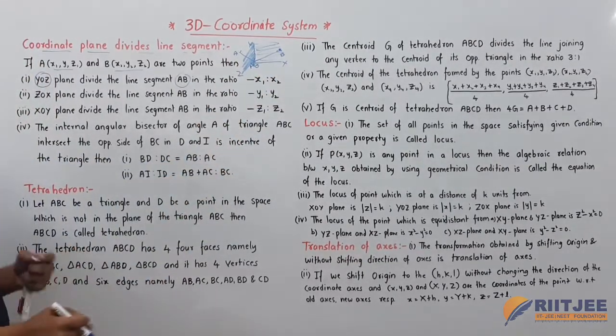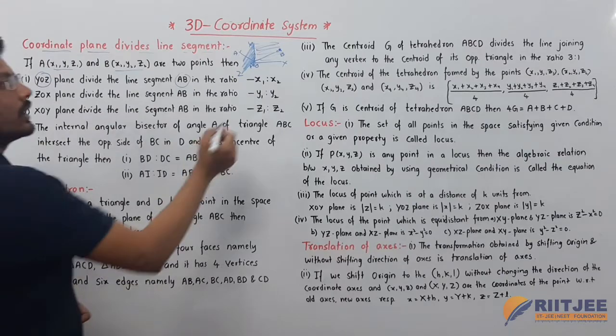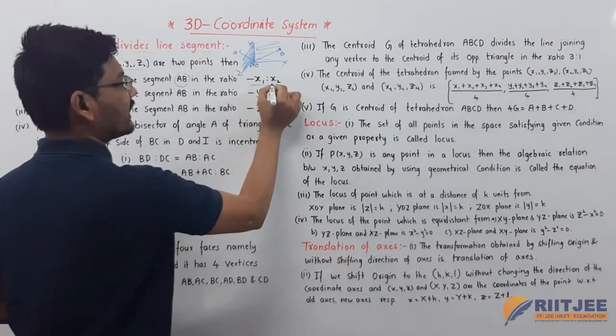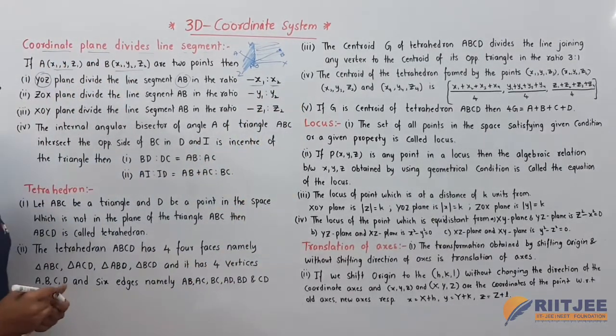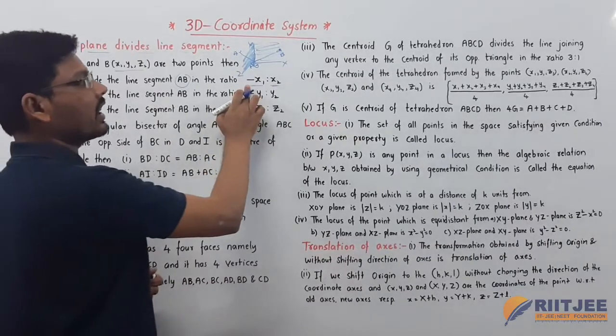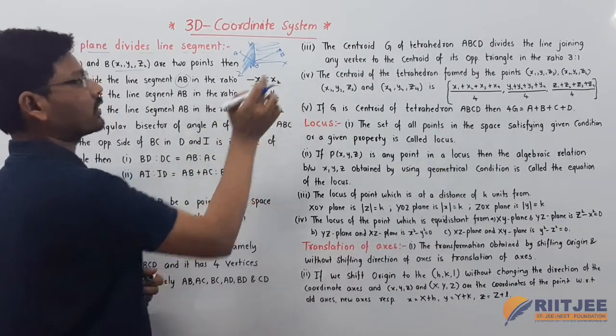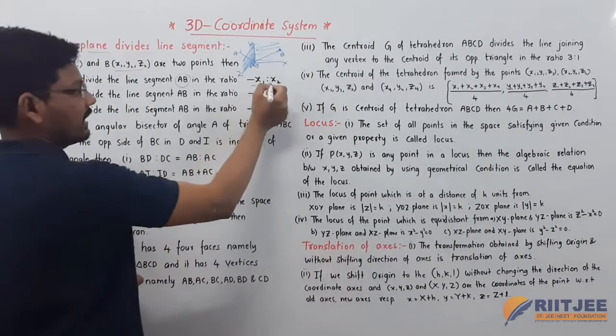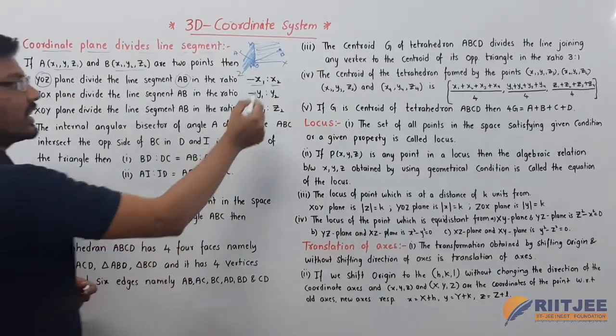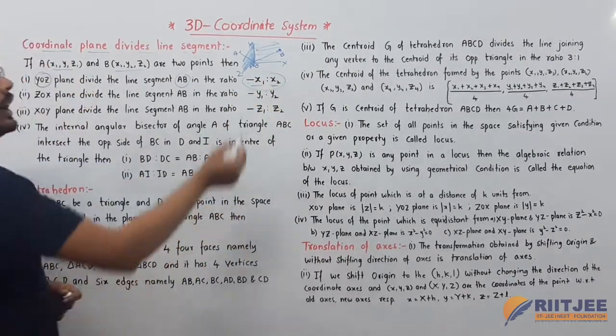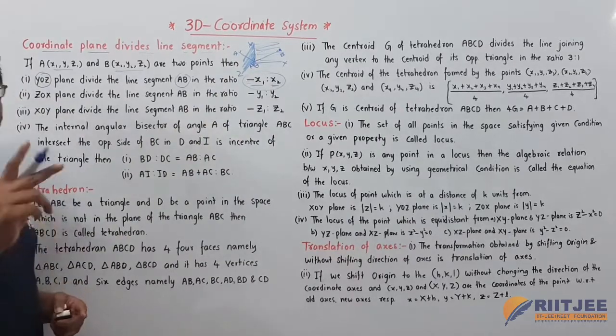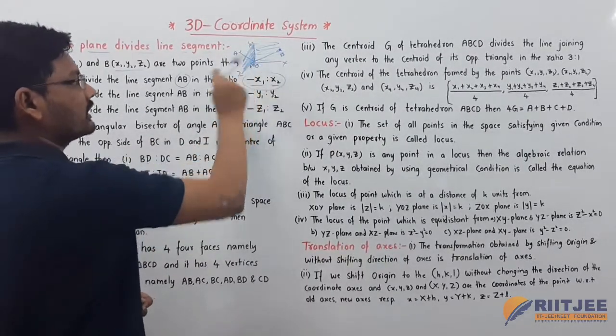Then the ratio will be minus x1 to x2. Here this is a negative sign, this is a positive sign. This is the ratio in which the line segment AB divides the YOZ plane.